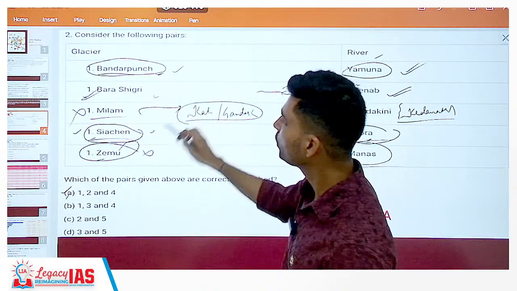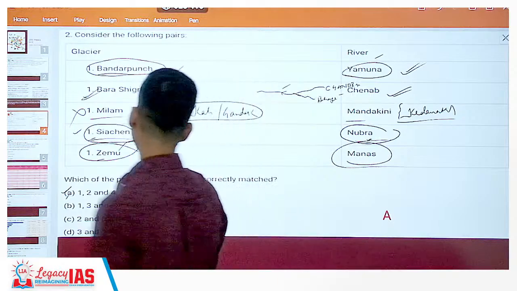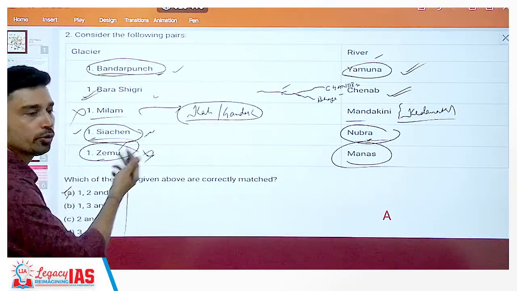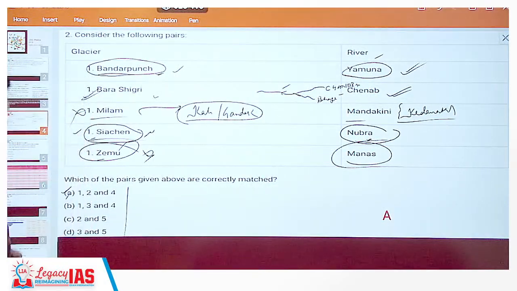Bandarpunch, Barashagri and Siachen, these are correct. Even if you do not know about Jemu, if you know these, by the elimination method also you can come to the right conclusion. So that is about the second question.